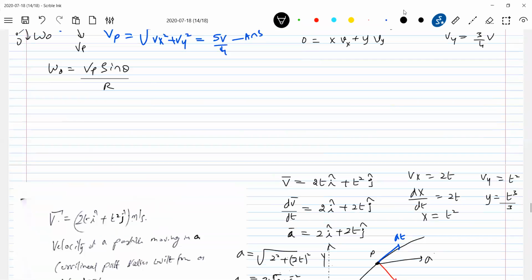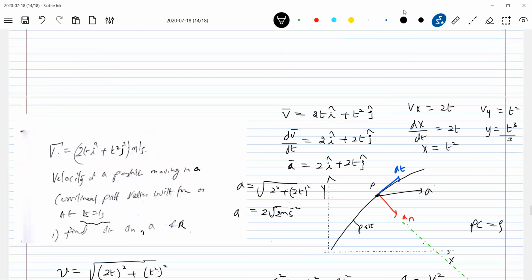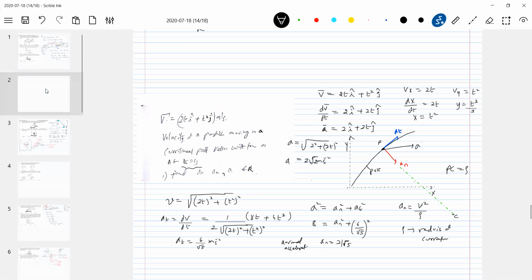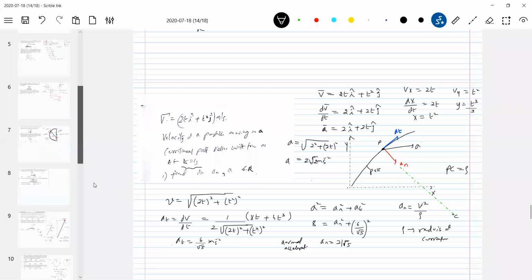So if a particle, I think we need one page. Where are we? Page 14.